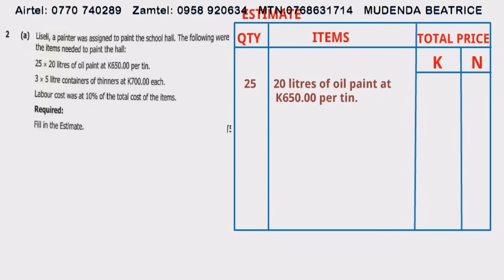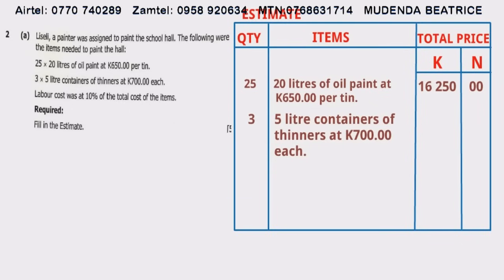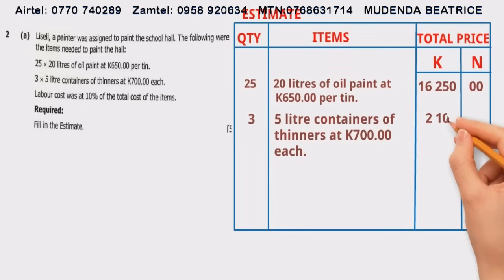Okay, so now how much will this cost? What we need to do is multiply 25 by 650 kwacha, which will give us 16,250 kwacha. Then the second item is 3 by 5 liter containers of thinners at 700 kwacha. So we multiply 3 by 700 kwacha, which will give us 2,100.